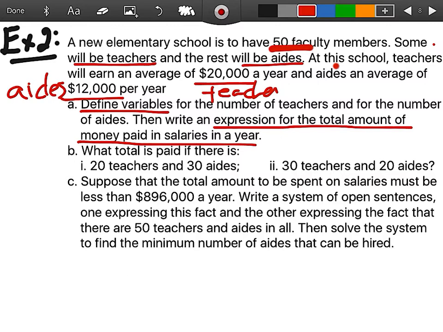They give us certain situations in B: 20 teachers with 30 aides, and then how much is the salary if you have 30 teachers and 20 aides. So that's going to use the expression from above. The expression in A is going to drive B, and it's going to drive C, because in C I'm going to put the expression equal to 896,000. All right, so let's move forward.